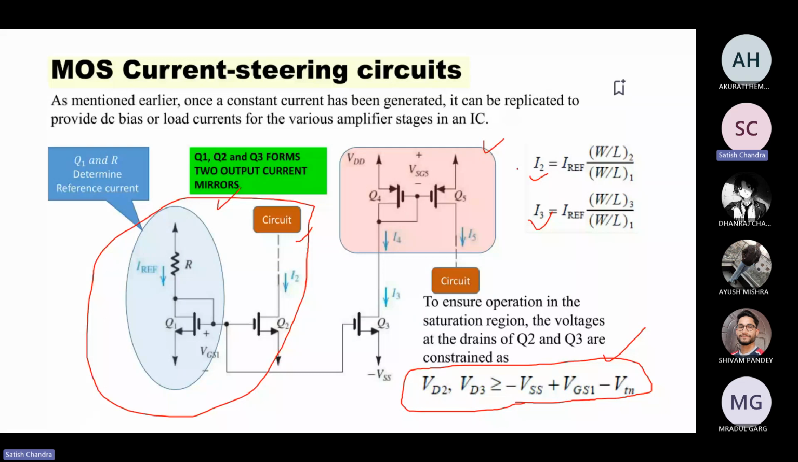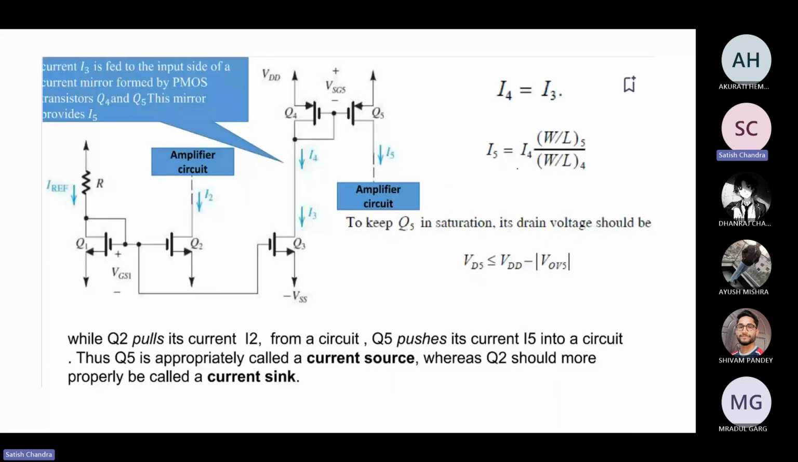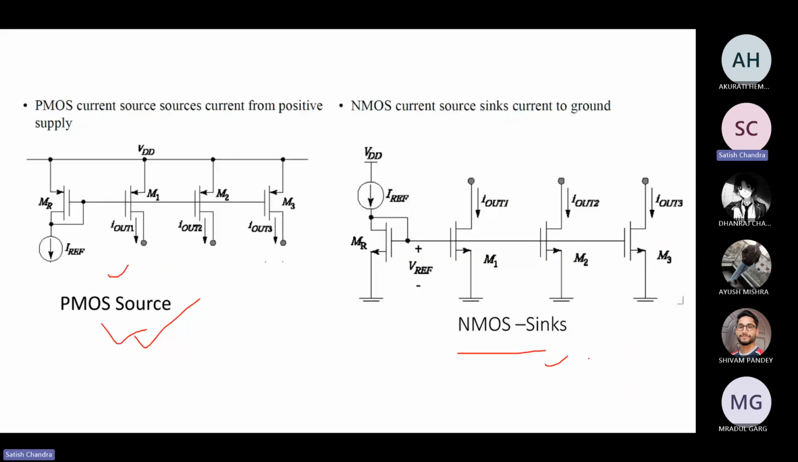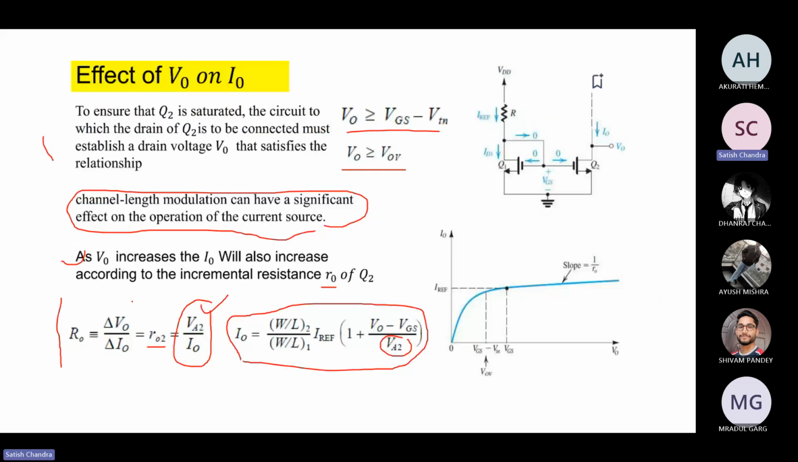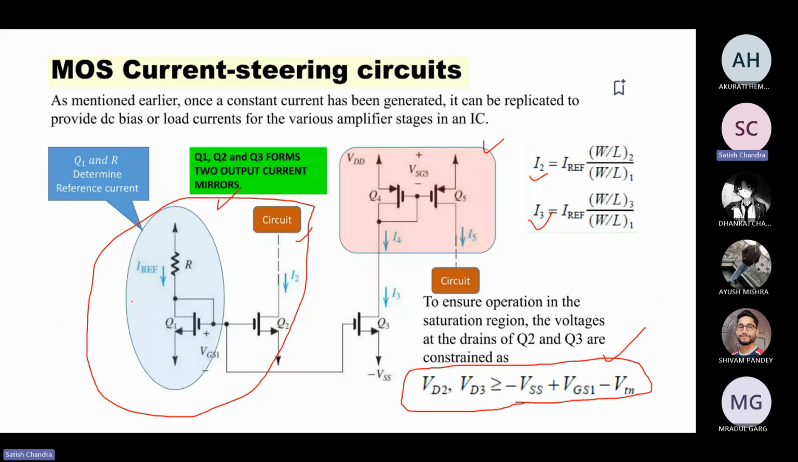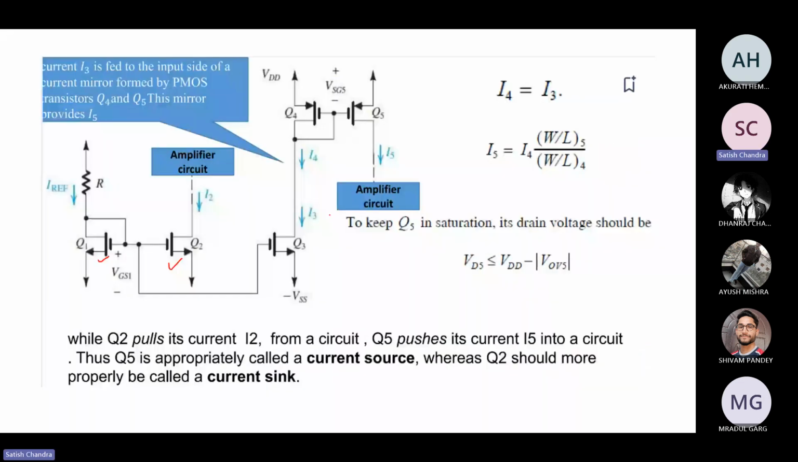Now come to the calculation of all this. Current I3 is fed to the input side of the current mirror formed with a PMOS. These are the NMOSs. We have already seen that NMOS is basically a sink, and PMOS basically behaves like a source. That is why we have designed this circuit, and this is nothing but the basis of the current mode circuits. Okay, so let's see.